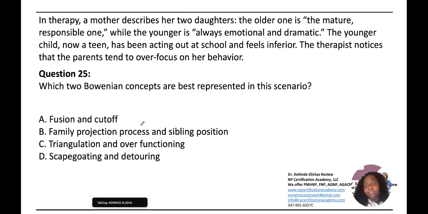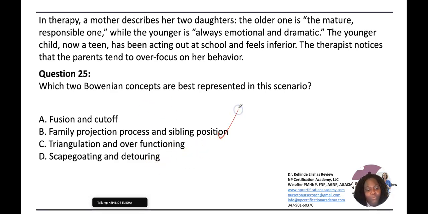See, final answer there. In therapy, a mother describes her two daughters. The older one is the mature, responsible one. The younger one is always emotional and dramatic. Now, this is repeating again, right? We already know what this is all about: putting one down to raise the other up. What do you think is likely going to happen here? This will be a family projection process and sibling position.